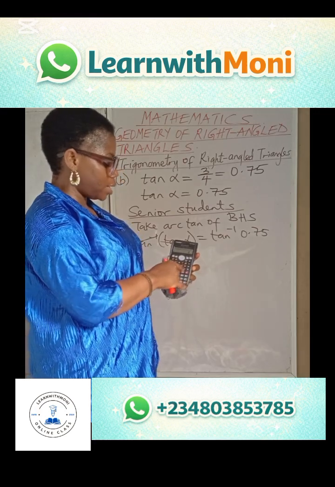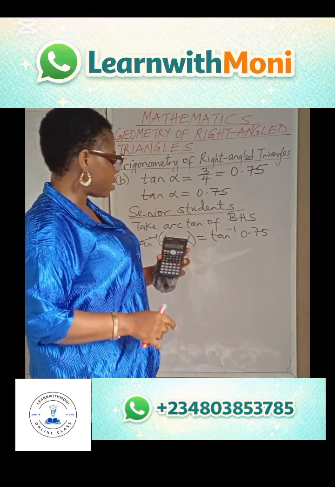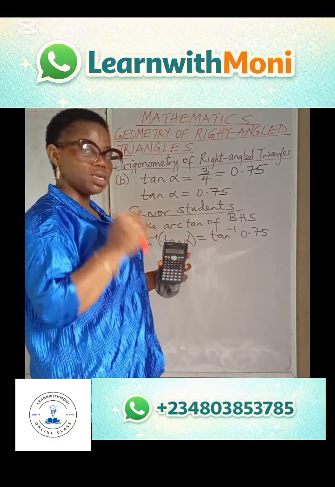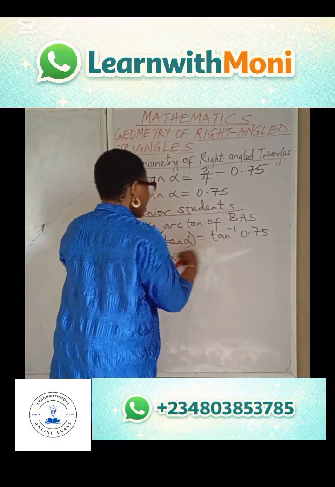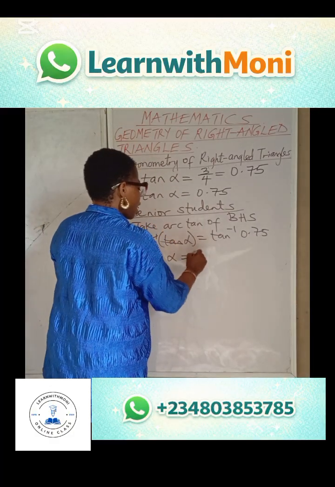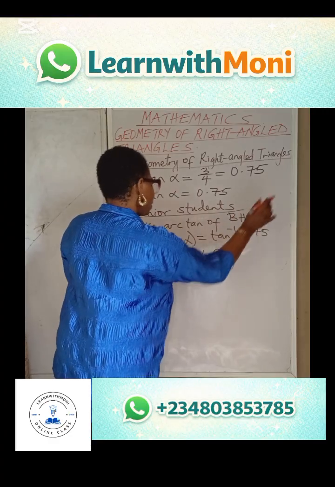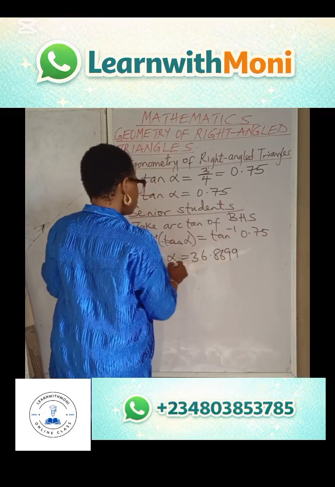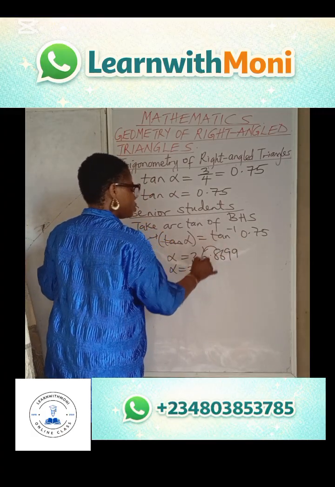Shift tan 0.75. And that is giving me 36 point something. I have 36.8698 and so on. Taking my answer to the nearest degree, I'm going to be taking my answer as 37 degrees.